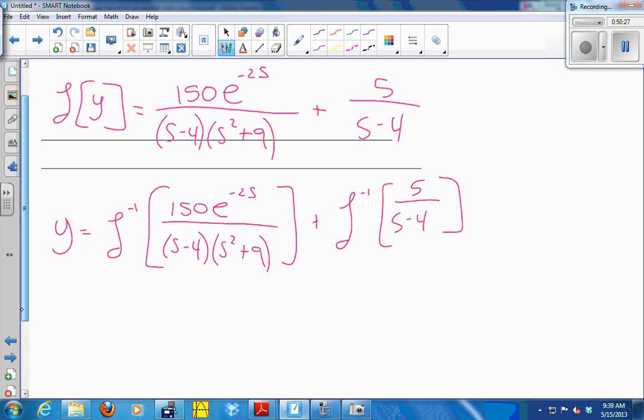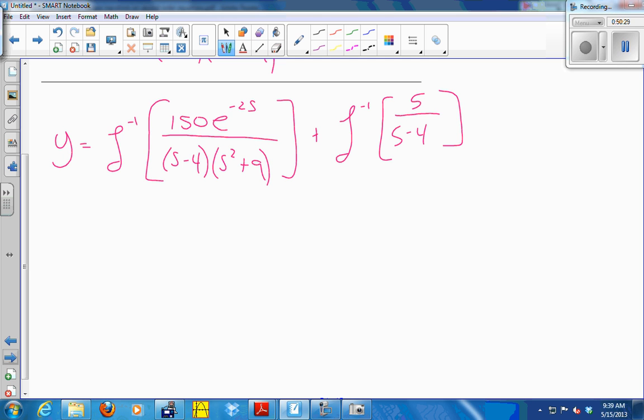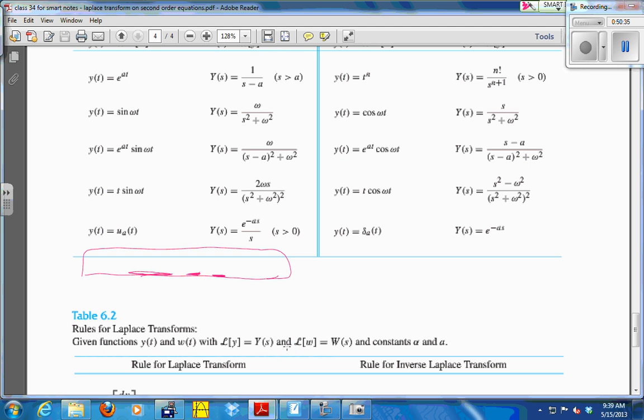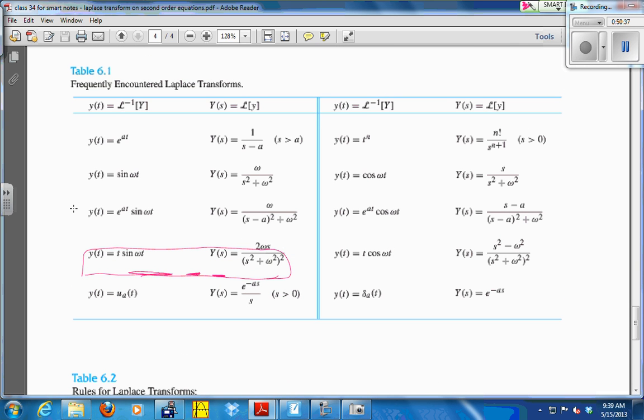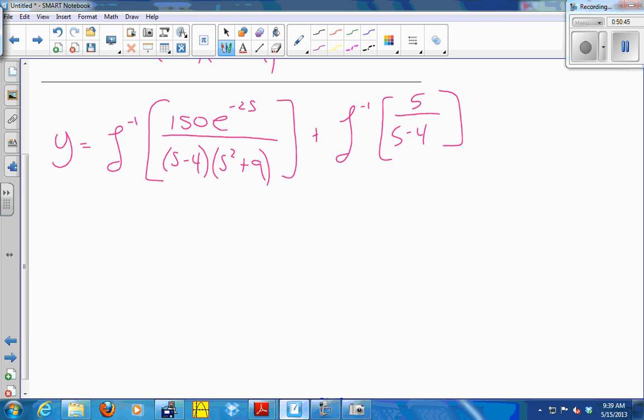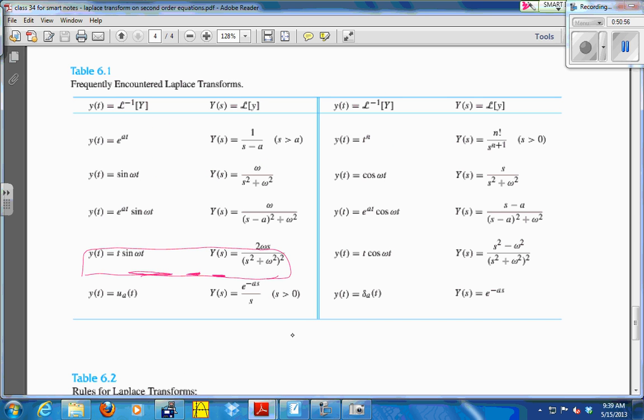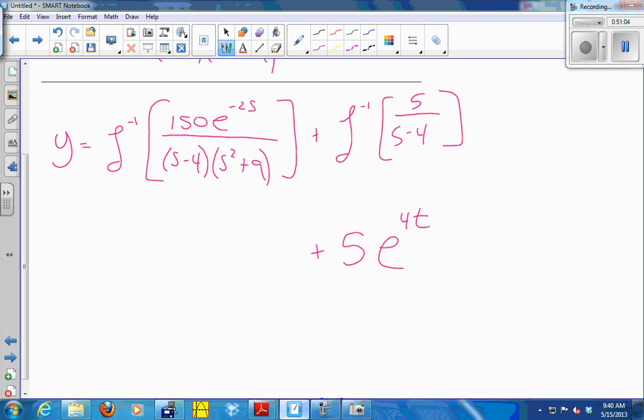Okay, let's look at the table and see if we can find any inverse Laplaces that look kind of like those things. This one looks simpler, so maybe I'll start with that one: 5 over s minus 4. Well, 1 over s minus a is easy, right? It's just e to the at. So I'll pull the 5 out, and this is going to be 5e to the 4t. S has to be bigger than a. That's fine. All right, so that part was easy.